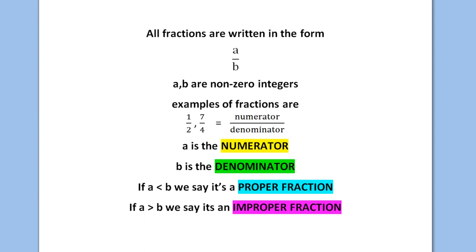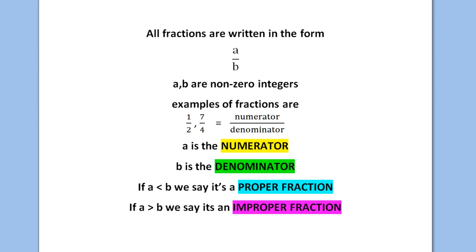If a is 0, then it's just 0 divided by a number, which is just 0. So that's a trivial case. So in general, a will not be 0. And b is not allowed to be 0, because we're not allowed to divide by 0. Examples of fractions are 1 over 2, or a half, 7 over 4, and that's the same as the numerator over the denominator. So a is the numerator, b is the denominator.